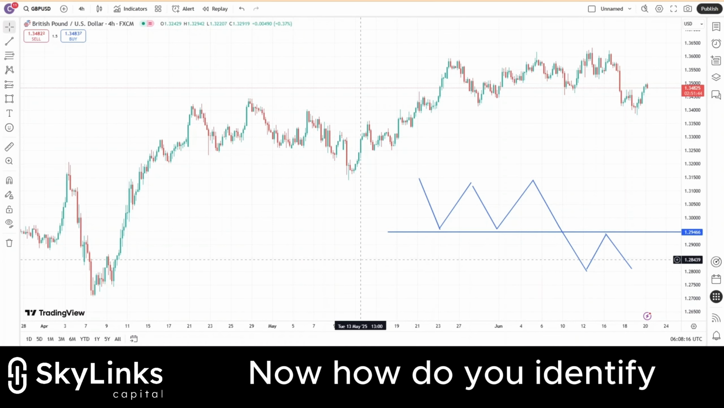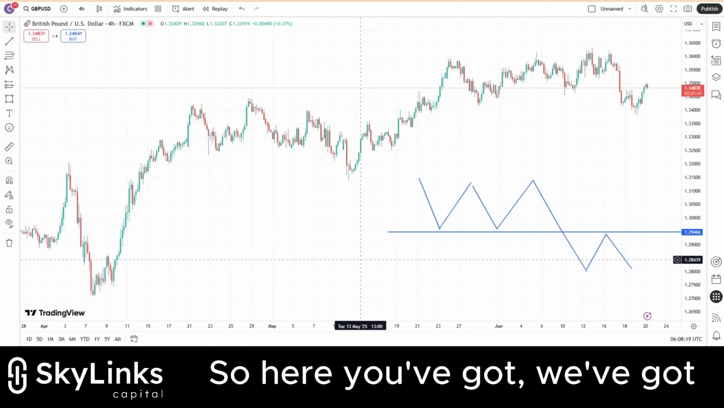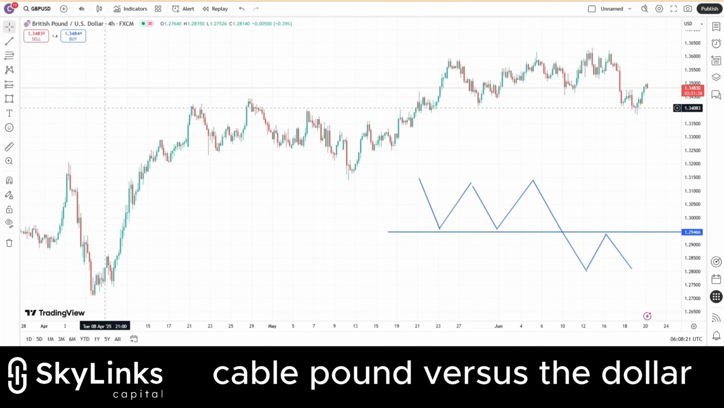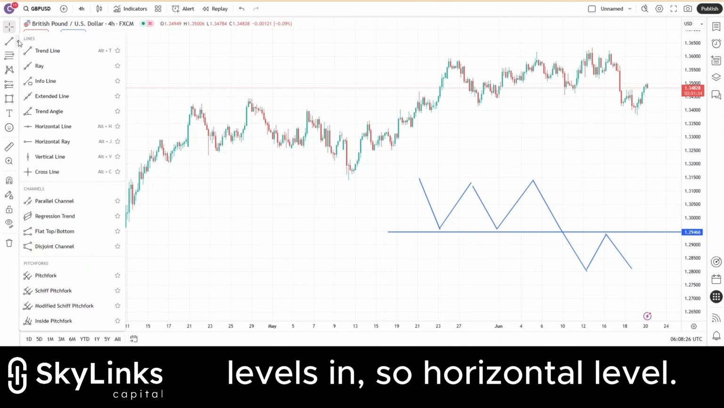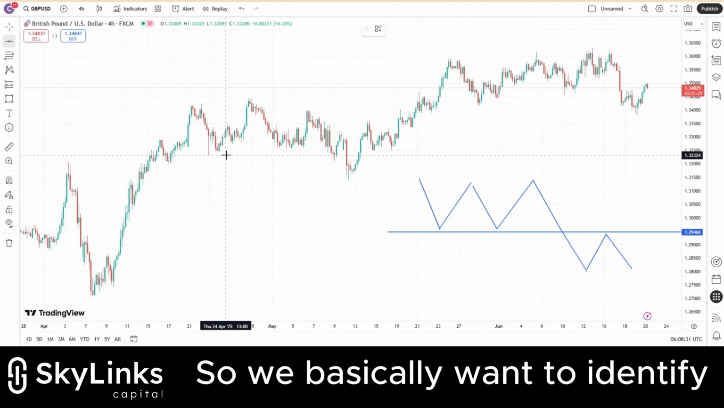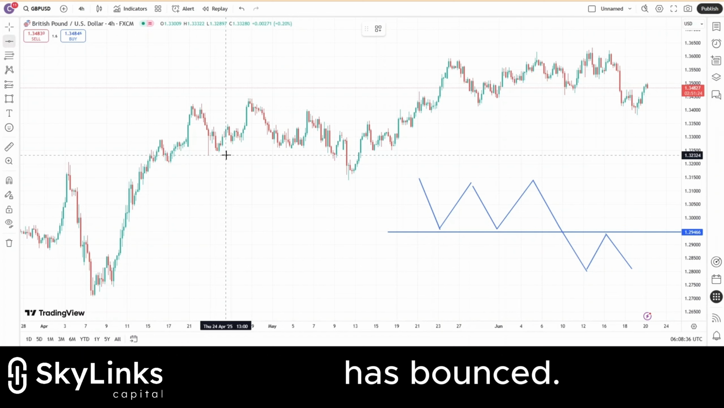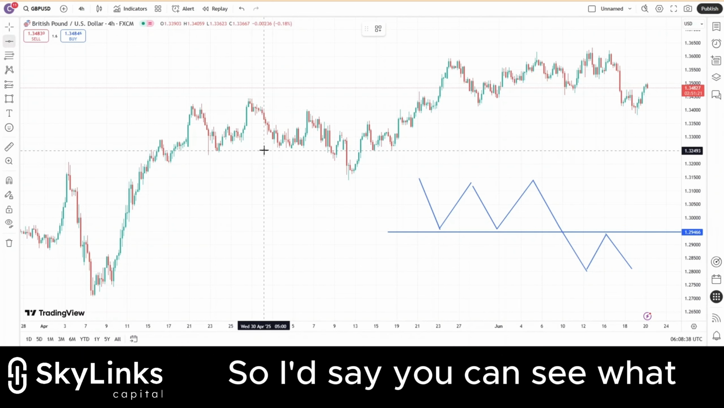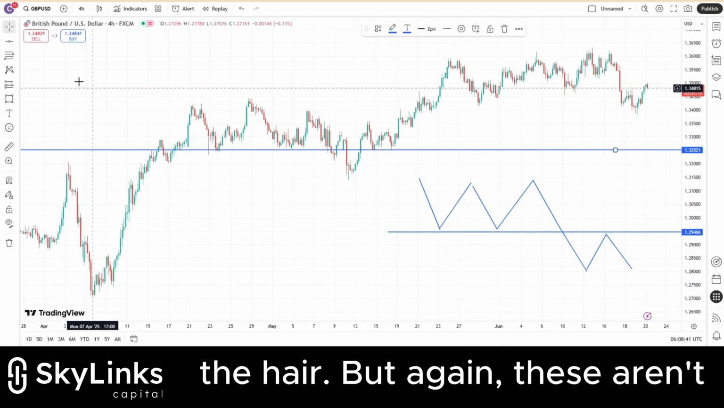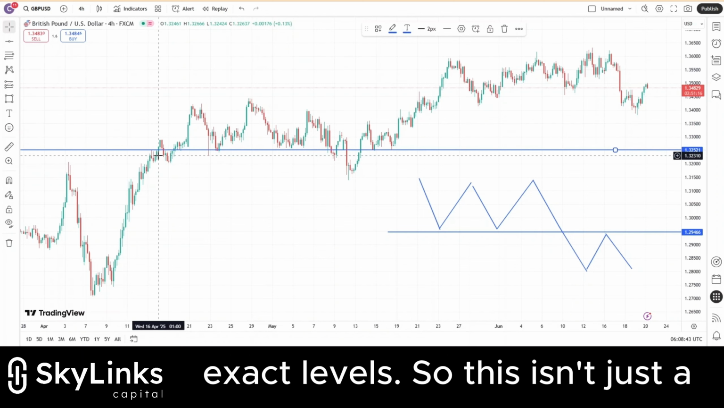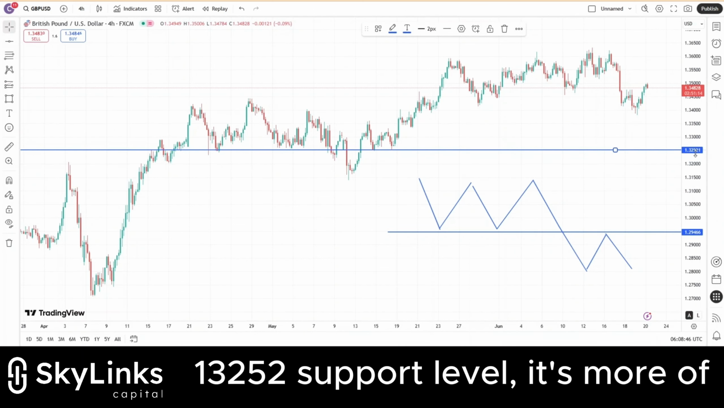Now, how do you identify support and resistance? Here we've got cable, the pound versus the dollar, and we're going to put a few levels in. So put the horizontal level. We basically want to identify where the market in the past has bounced. You can see here, but again, these aren't exact levels. So this isn't just a 132.52 support level. It's more of a zone.